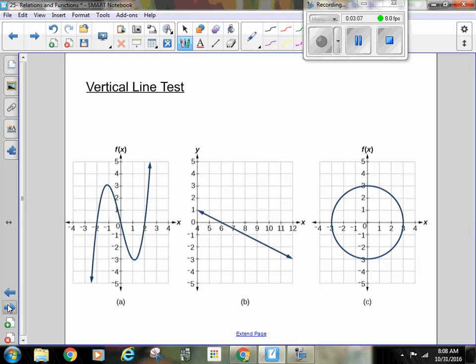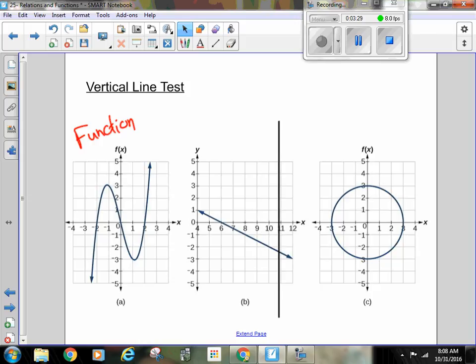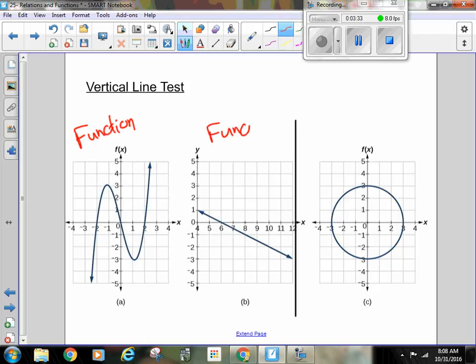All right, vertical line test. So if you have graphs, the vertical line test is going to help you determine if you have a function or not. If you have a vertical line and you move it along your graph and it only ever touches one point at a time, this is a function. Okay, let's try it over here. We're running it along and it only ever touches the line once at a time, function.